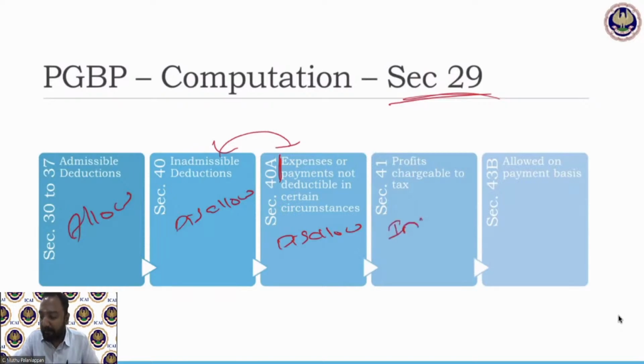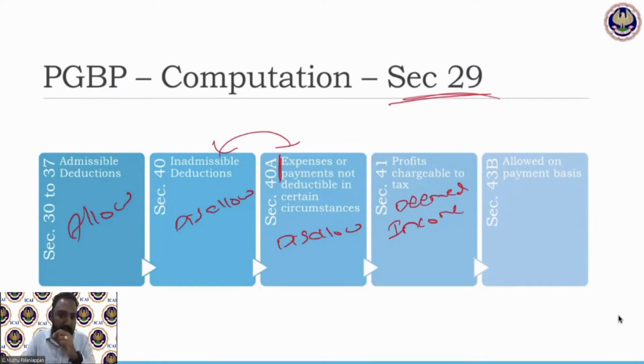Then about 41. 41 is an income which is not covered in your books of accounts. So what are all the profits that are chargeable to tax? We will call it deemed income. What are all the incomes that will be treated as deemed income? That is discussed in section 41.